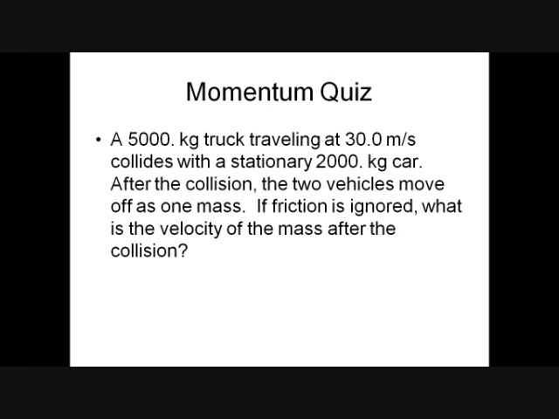Alright guys, so here's problem 2. We've got a 5,000 kilogram truck moving at 30 meters per second. It collides with a car that's stationary, not moving, that has a mass of 2,000 kilograms. After the collision, the two vehicles move off as one mass. It's an inelastic collision. And we want to know what's the velocity of the mass after the collision.